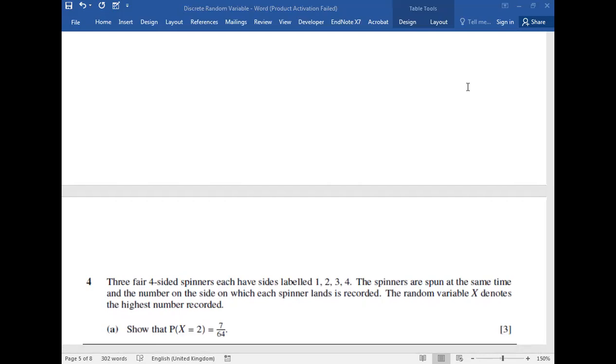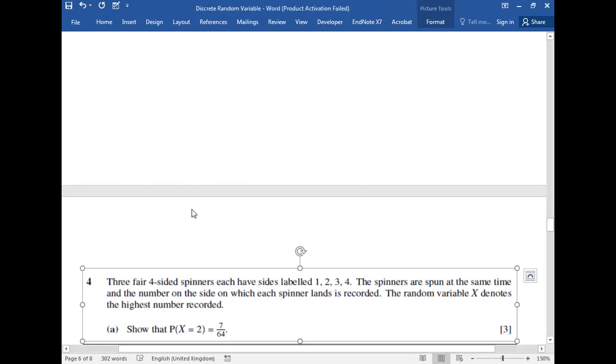Let's have a look at another question. New booklet, page 214. First, try to understand the question on your own and try to attempt it, and then I'll guide you.